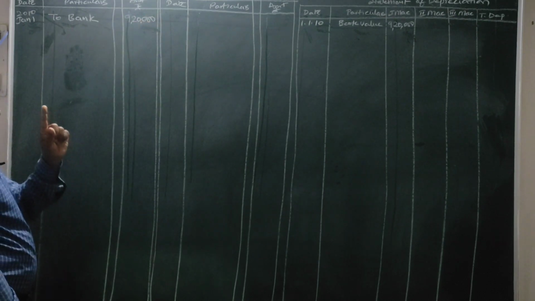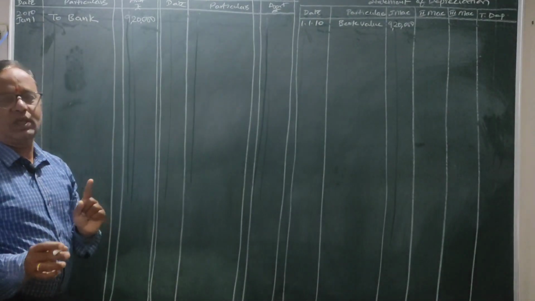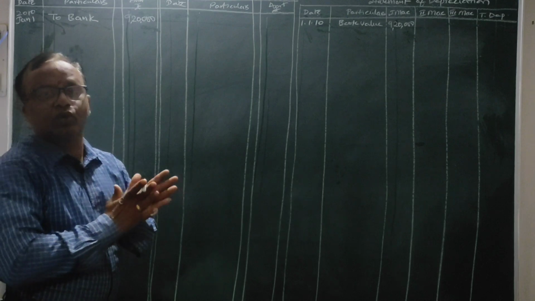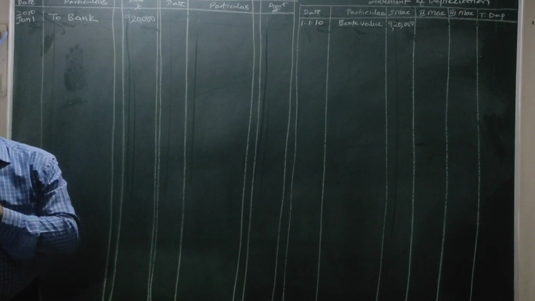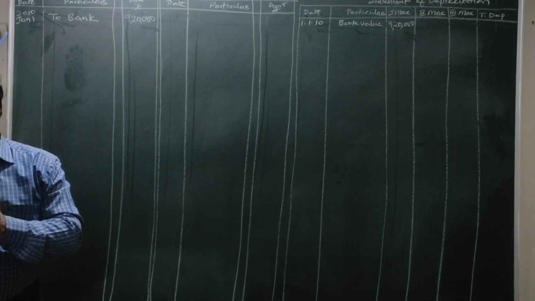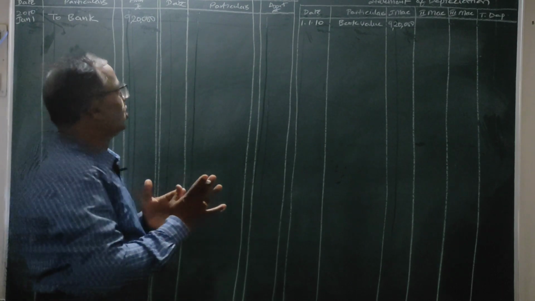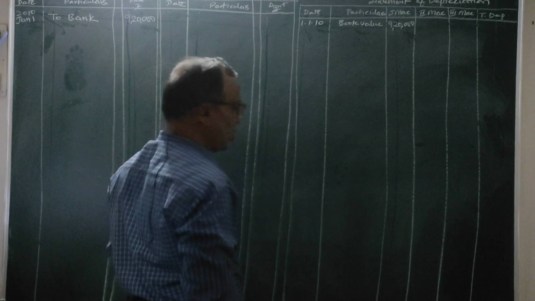See, in this year 2010, nothing else has happened. Neither has he purchased another machine nor has he sold it. So at the end of the year, he is going to provide depreciation. Now in this problem, in our last sentence, he said that he is going to provide depreciation at the rate of 10% on original cost. He said original cost, which means he is following the straight line method.